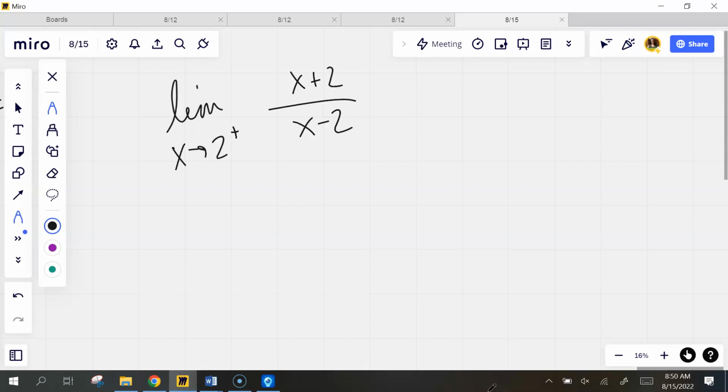What in the heck am I going to do? I can't plug in. Coming from the left, from the right. Graph, is that what you said? Tell me what you know about it before I graph it. There's a vertical asymptote at 2, horizontal at 1. Everybody agree?